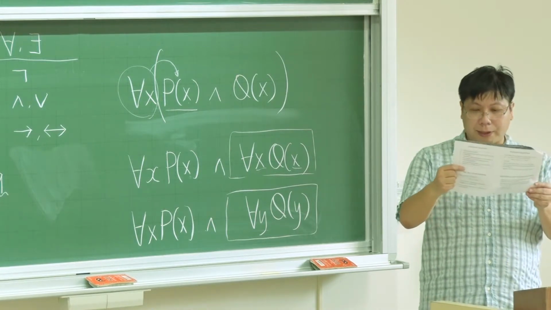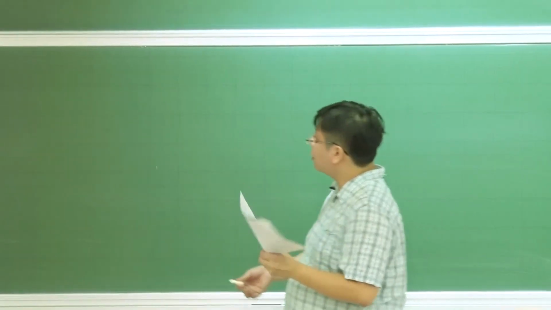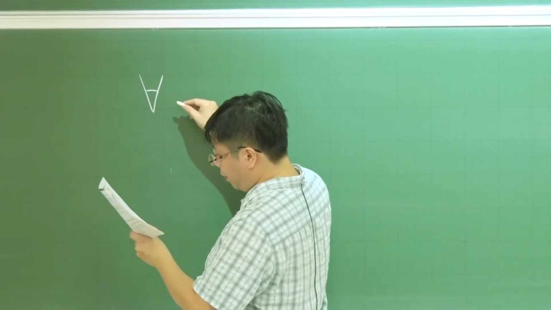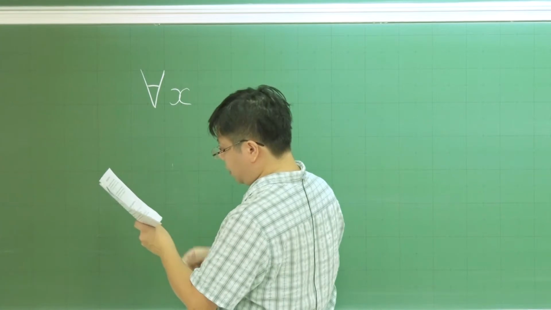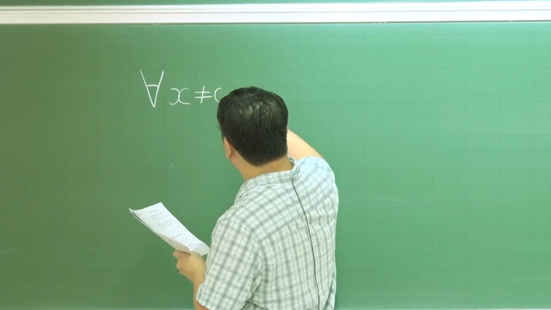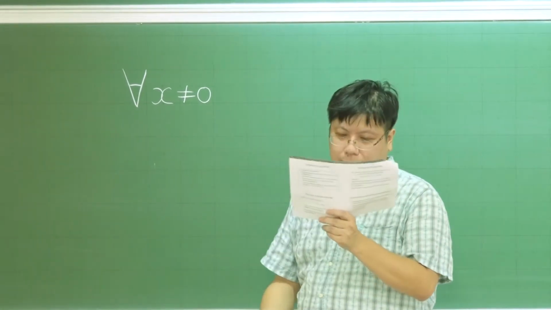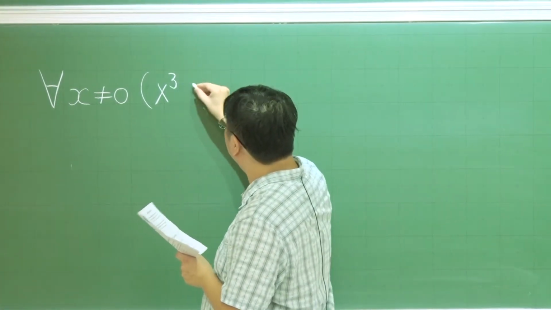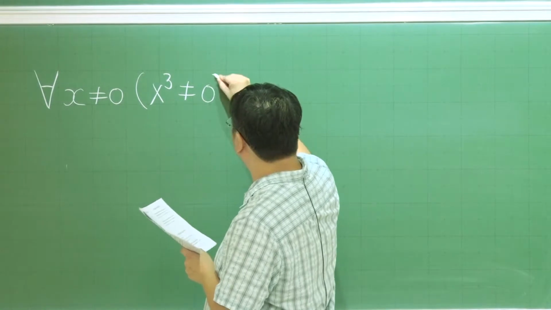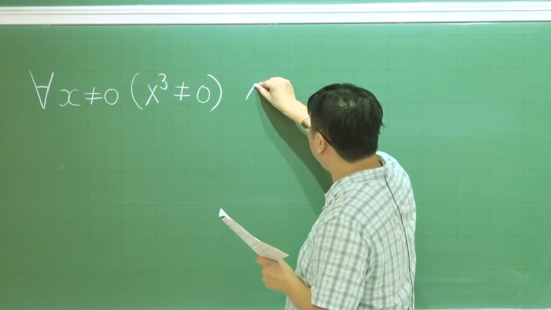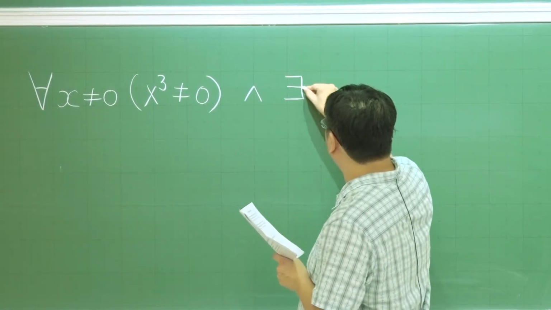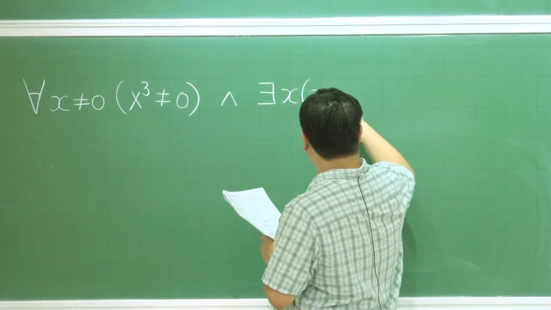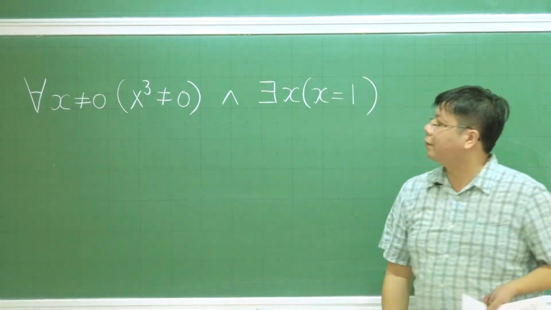So probably let me give you an example. Okay, so what is it? For all x, so I have a shorthand notation here. Okay, something like this. Okay.